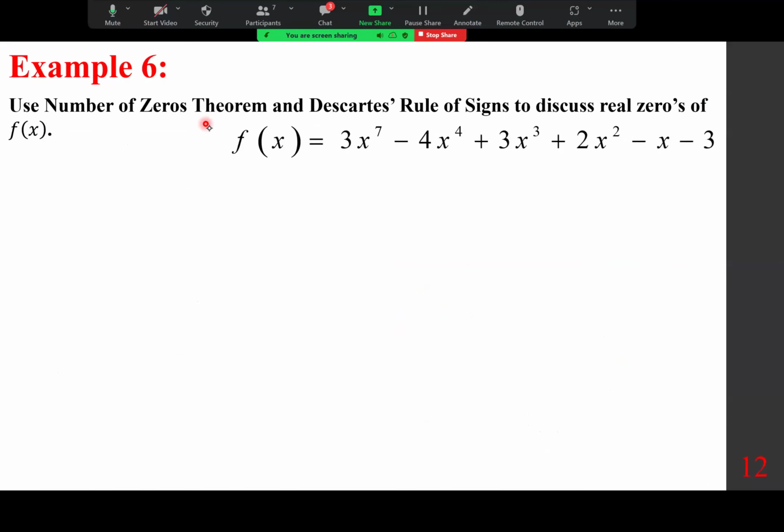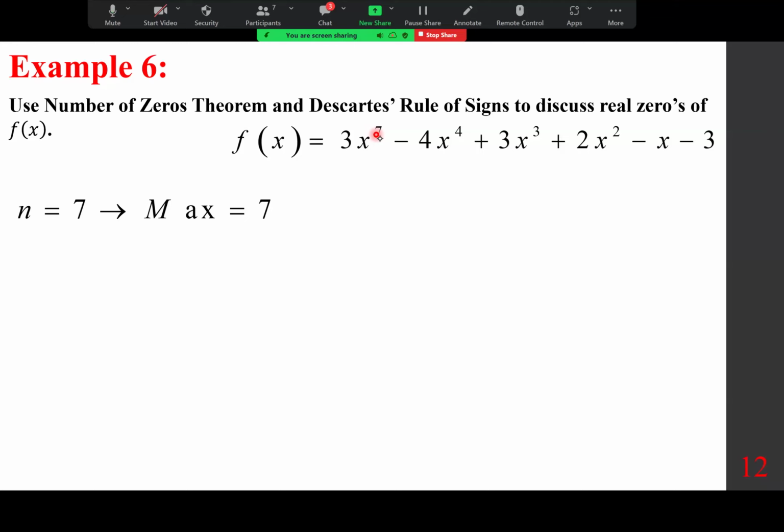Use the number of zeros theorem and Descartes' rule of signs to discuss real zeros of f of x. So f of x is 3x to the power of 7 minus 4x to the power of 4 plus 3x cubed plus 2x squared minus x minus 3. So first and foremost, the degree is what? 7. So the maximum number of zeros would be 7.